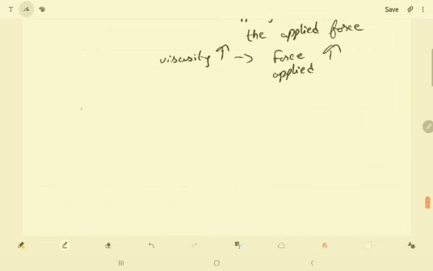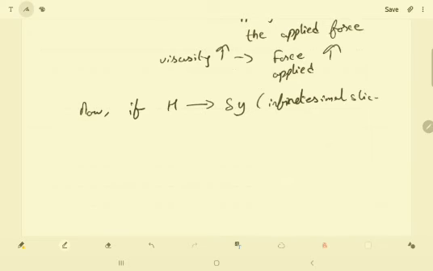Now if h tends to a small distance like delta y, that means an infinitesimal slice we can say. Infinitesimal means a value which is approximately equal to 0.